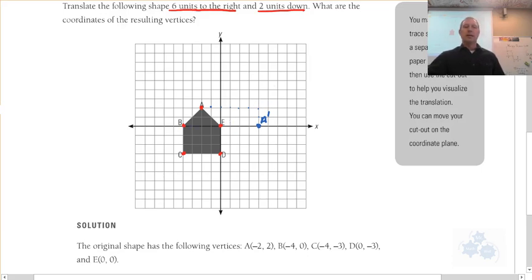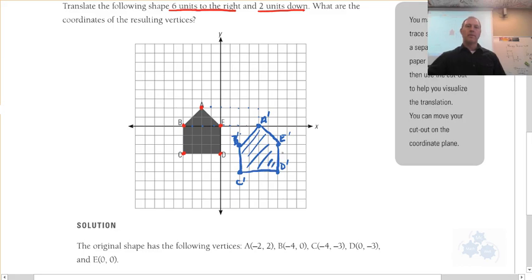Well, B does the same thing. 1, 2, 3, 4, 5, 6, and 1, 2. There's the new B. B prime. And all of these other ones too. 1, 2, 3, 4, 5, 6, 1, 2. So this is E prime, this is D prime, this is C prime, and we said that one was B prime. So if we connect the dots, just like the original figure, I now have my translated image.